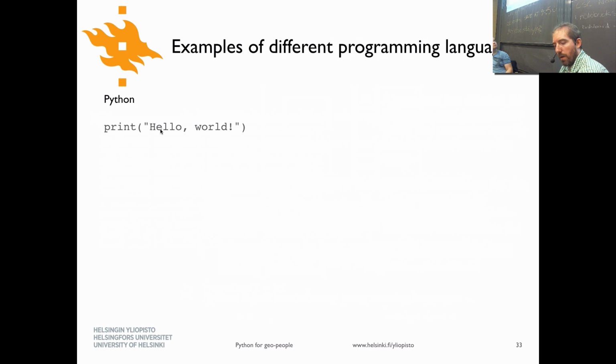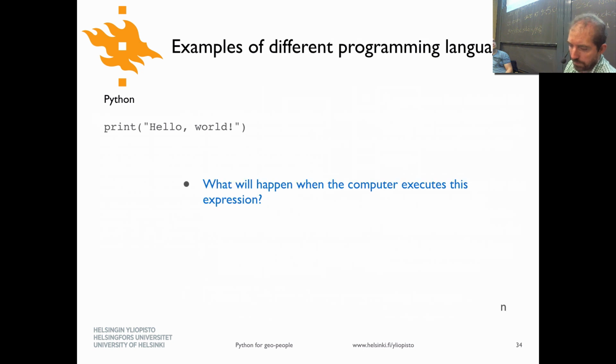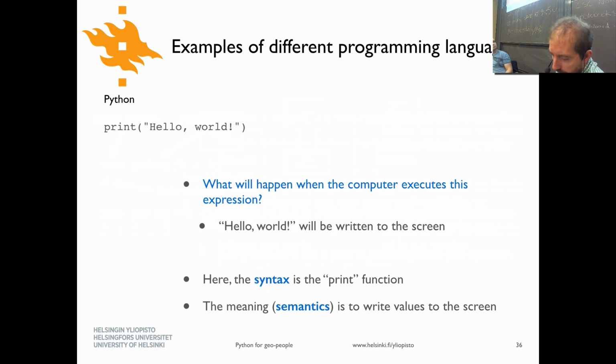So in Python, if we want to go back to the classic hello world example of how to print hello world with the computer, this is how you would do it in Python. Just the print statement, parentheses, hello world in quotation marks, and then your close parentheses. And I don't think we really need to ask you what's going to happen here because hello world is going to be written to the screen. I think we can understand this bit of the program. And again, the syntax here is the print function, and the meaning is to put something on the screen.